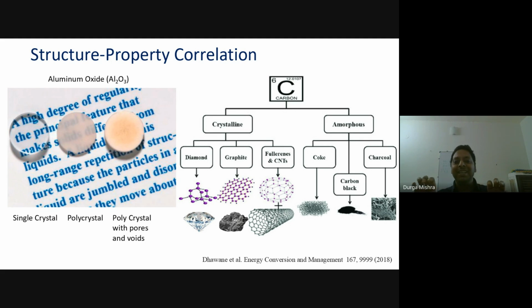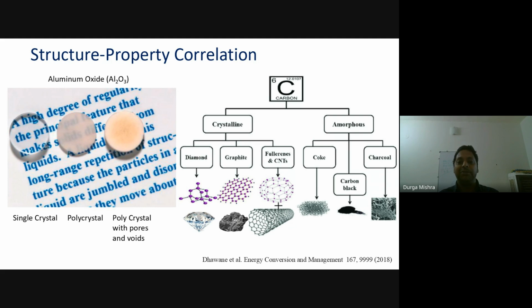You can make it in two different forms: crystalline and amorphous. Crystalline means you have a regular arrangement of the carbon atoms. Amorphous is like you have a random arrangement of the carbon atoms. Then in the crystalline form itself, you have different forms of carbon, depending on how the structure is.